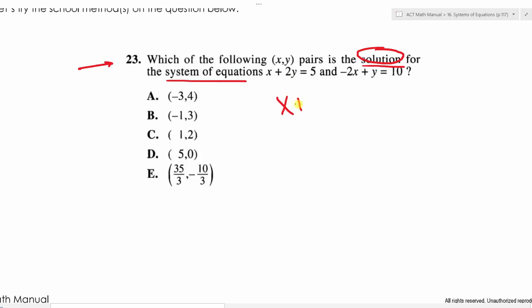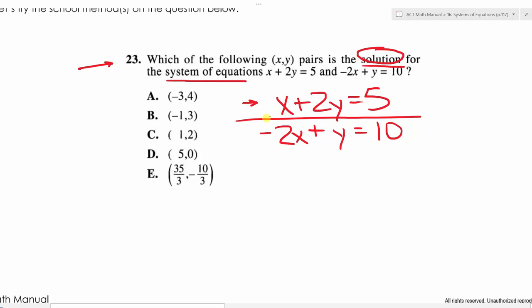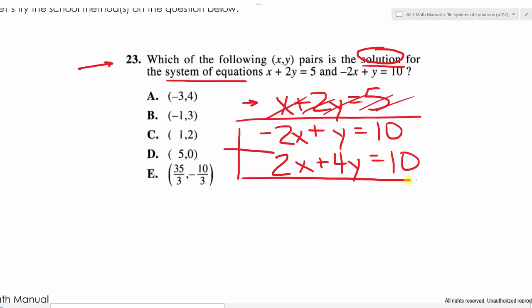So first things first, I'm going to put these two equations on top of each other. I'm going to stack them. And I'm going to actually use the elimination method. I'll do both, elimination and substitution. But the elimination method, what I'm going to do is multiply this first equation by 2. So I'm going to put this up here, I'm going to take this away, and that equation will become 2x plus 4y equals 10.